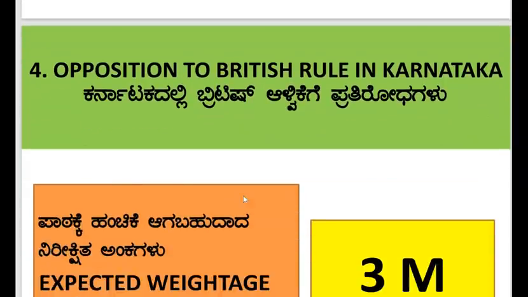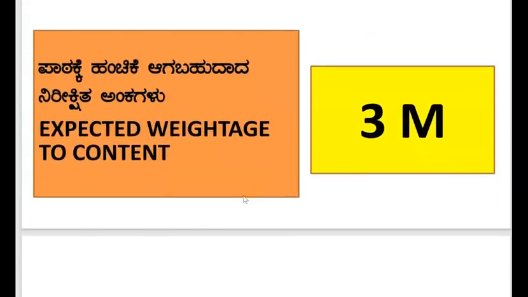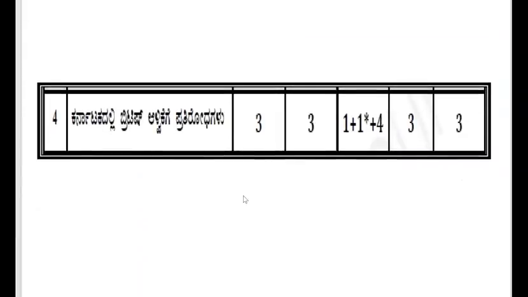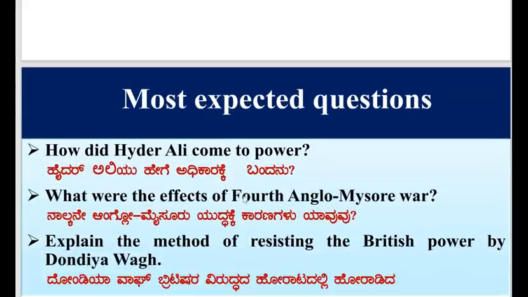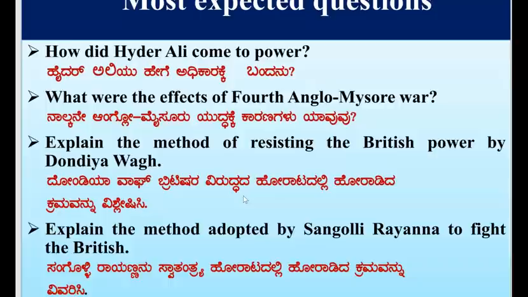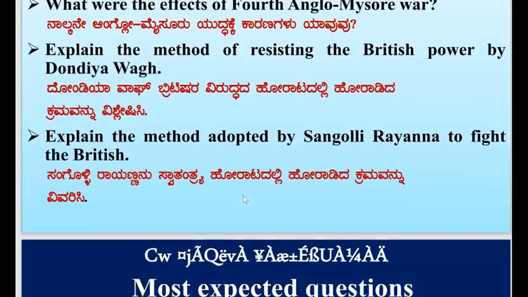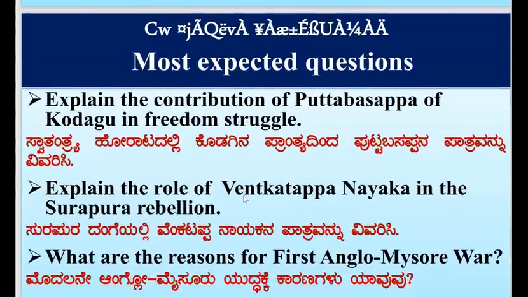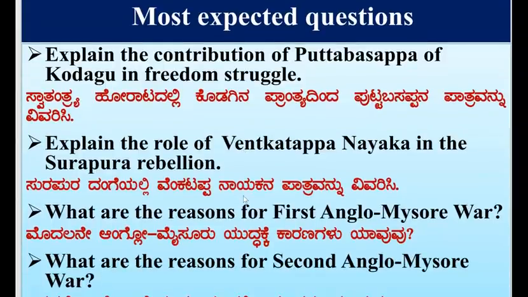Next, opposition to British rule in Karnataka. Expected 3 marks from this chapter. Okay. How did Hyder Ali come to power? What were the effects of the 4th Anglo-Mysore War? Explain the methods of resisting the British power by Dondia Wagh. Explain the methods adopted by Sangolli Rayanna to fight against the British. Explain the contribution of Putta Basappa of Kodagu in the freedom struggle. Explain the role of Venkatappa Nayaka in the Surapura rebellion.